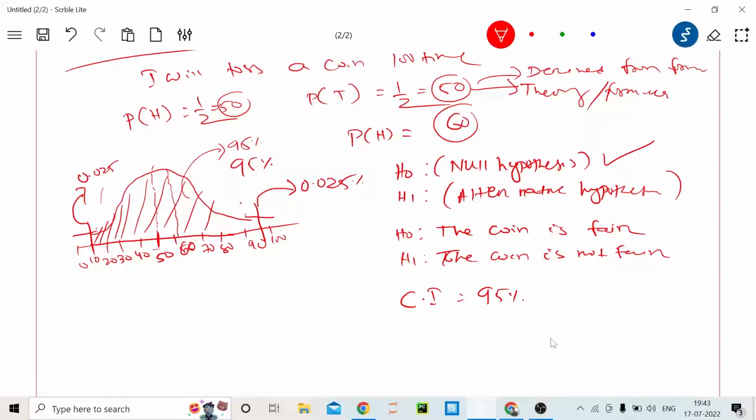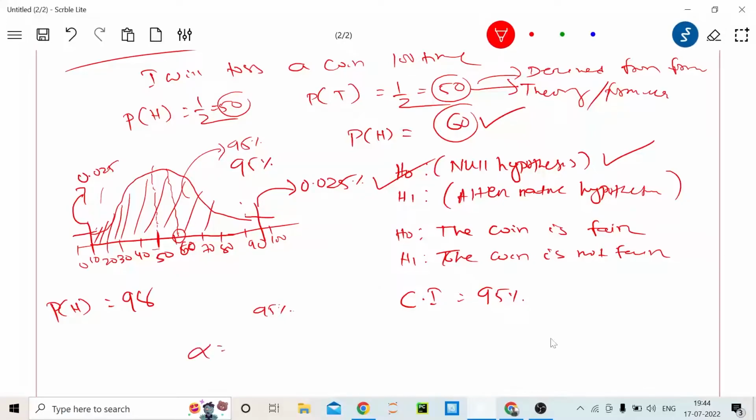Let's say we conduct the experiment and we got the head 60 times. That means 60 falls inside this 95%, so we are going to accept the null hypothesis. I will clear one more thing: if let's say the probability of head we got is 98, in that case, how is it 0.025? I will tell you. 95% is the confidence interval.